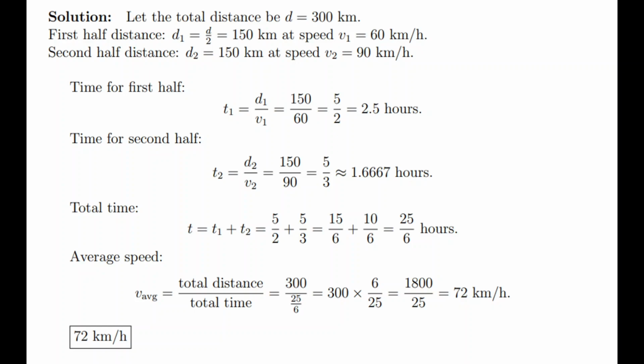So the total time taken for the shuttle is the first half time plus the second half time, which gives us 25 over 6. The average speed is equal to total distance over total time taken. So with a total distance of 300 and a total time of 25 over 6 hours, this gives us 72 kilometers per hour.